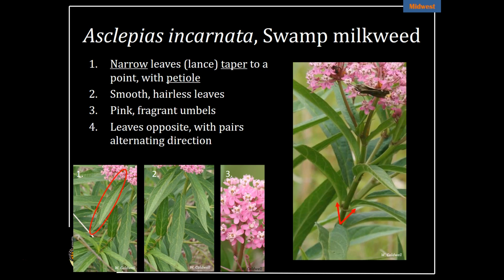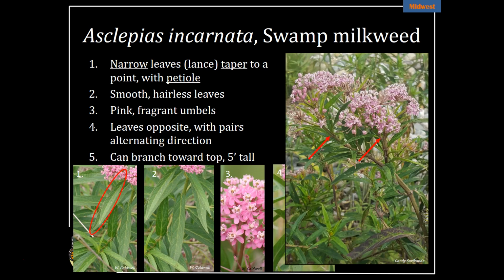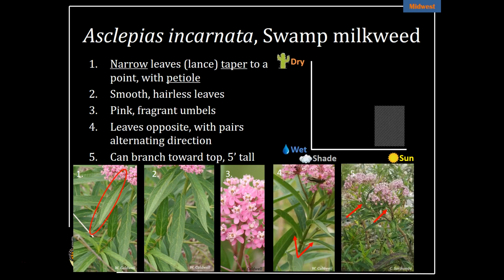Leaves are in pairs opposite of each other. Each successive pair is oriented perpendicular to the one below it, resulting in a distinctive ladder-like pattern. Swamp milkweed grows to about 5 feet tall and can have many branches toward the top. Each branch may be topped with an umbel or multiple umbels of flowers.